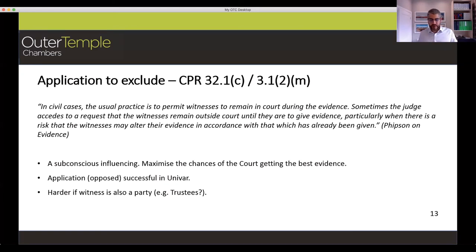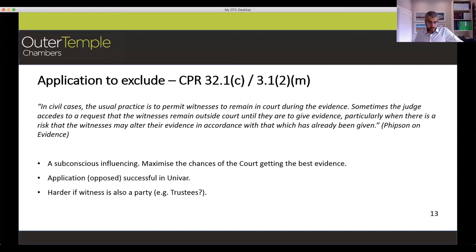That struggle is going to be made all the harder by them sitting in court, listening to what all their fellow trustees or fellow board members say that they remember about the decision and what they say they thought was important about it. And there is just likely to be a colouring of evidence that goes on, even if it is subconscious. So why take that risk? Why not maximise the chances of the court getting the best evidence and exclude the witnesses from the courtroom?